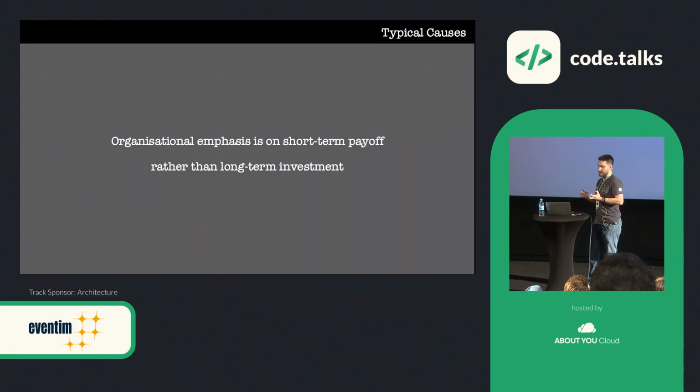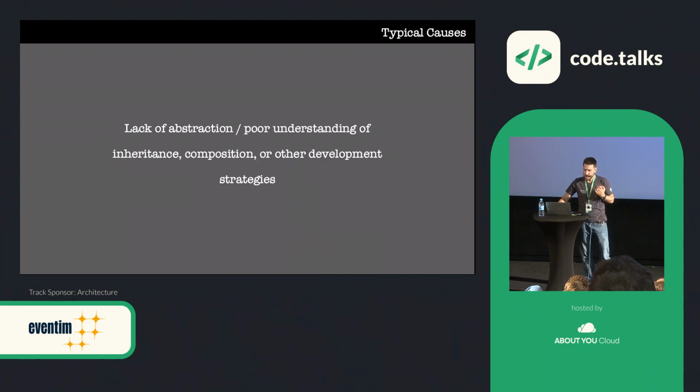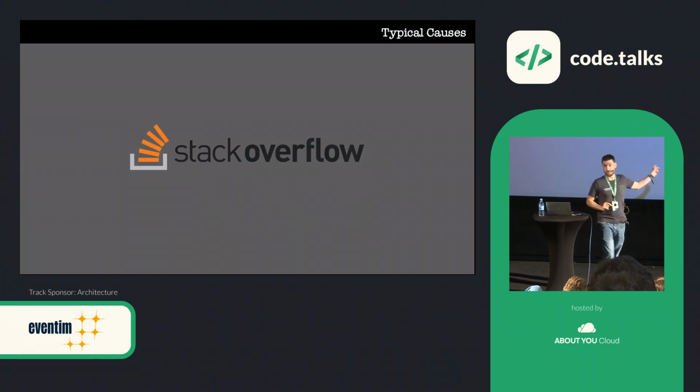So causes of this as well. We have things like organizational emphasis on short-term speed rather than long-term investment. So everybody's just cutting and pasting because they've solved that problem. We need to do it again quickly because the boss is on top of us. Development speed is considered to be a top marker of productivity. Lack of abstraction and poor understanding of how to achieve goals using object-oriented programming. And Stack Overflow as well, of course.